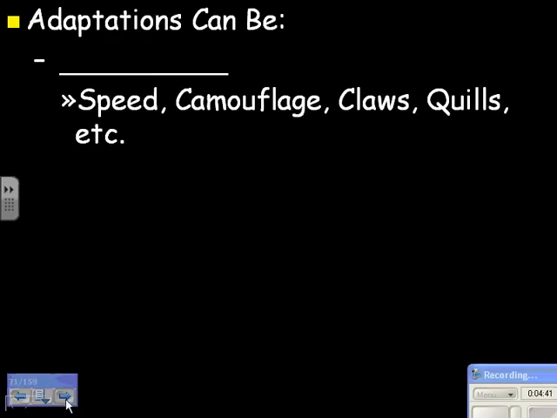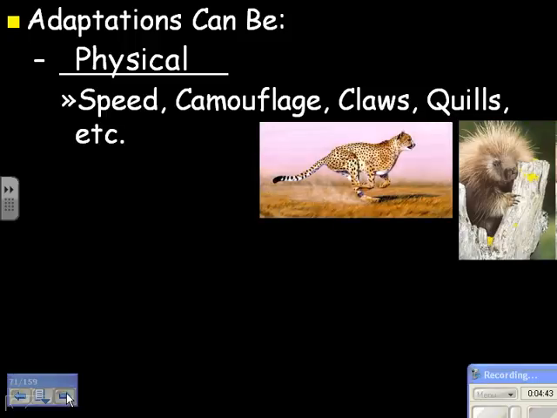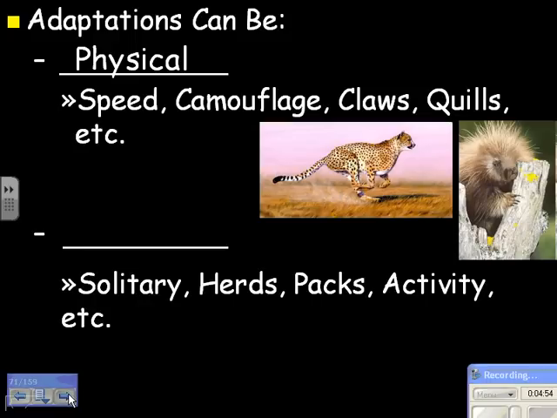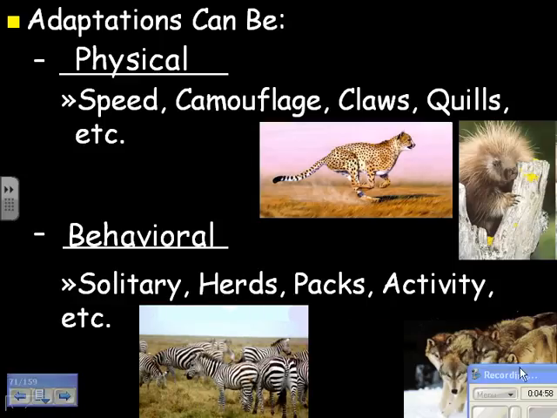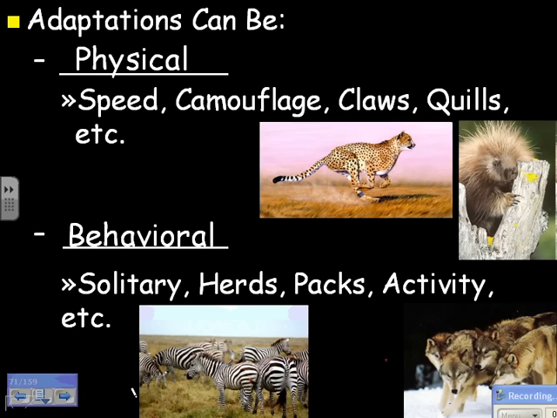So adaptations can be physical, like speed or camouflage or having quills. So this is how fast the cheetah's going, and the quills or whatever. So that's some kind of a physical adaptation. Yep. Or it can be behavioral, like living in packs. Right, like working in a pack or in herds, or solitary animals.